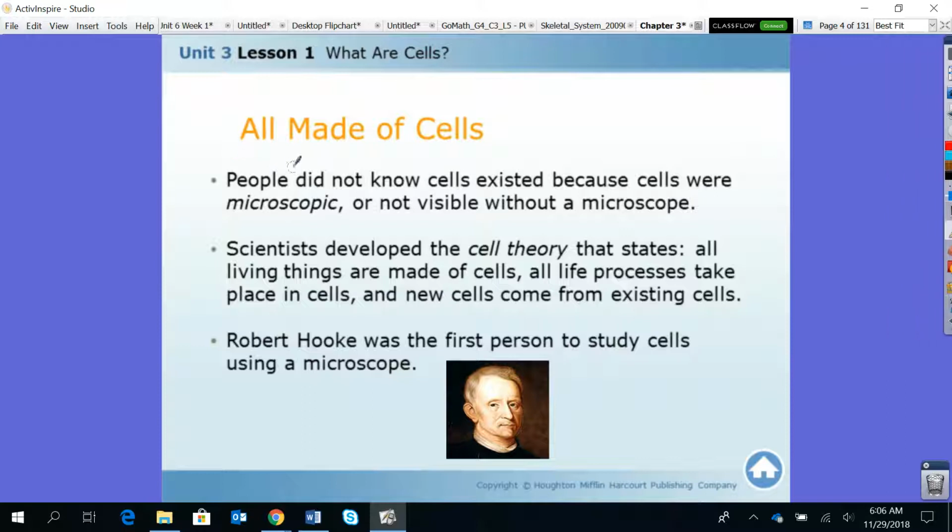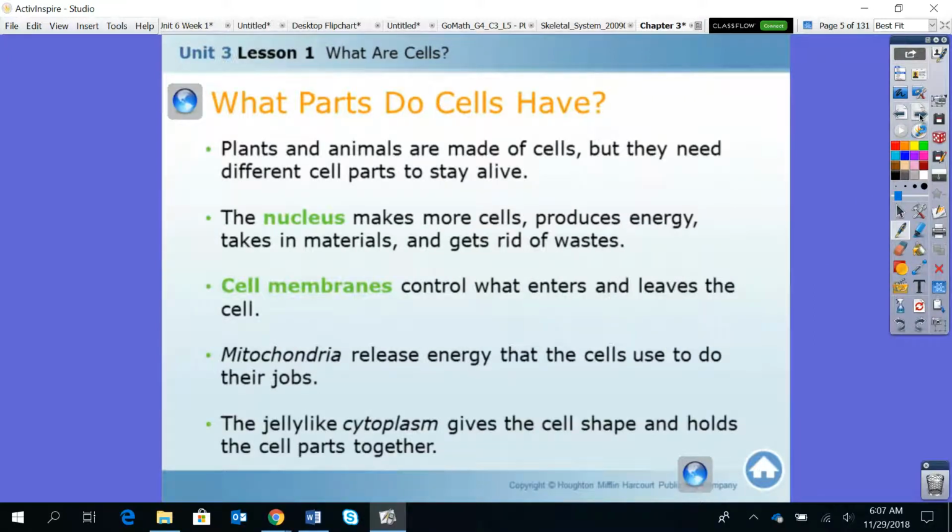People did not know cells existed because cells were microscopic, or not visible without a microscope. Scientists developed a cell theory that states all living things are made of cells, all life processes take place in a cell, and new cells come from existing cells. Robert Hooke was the first person to study cells using a microscope.